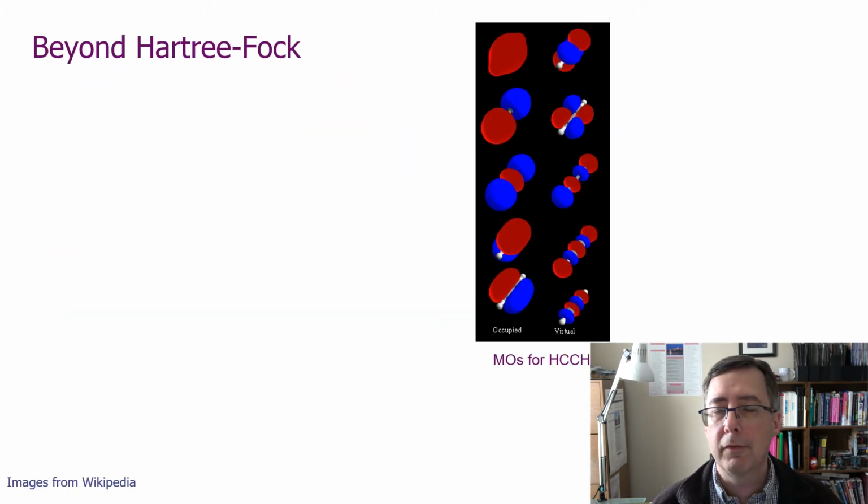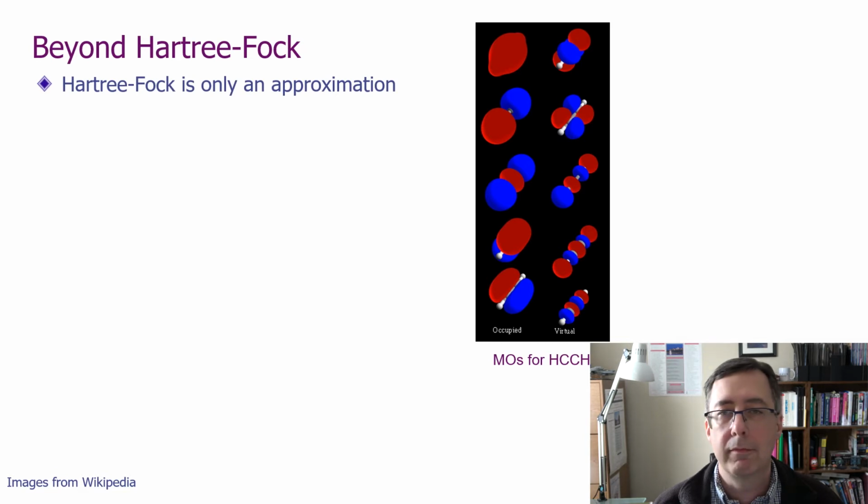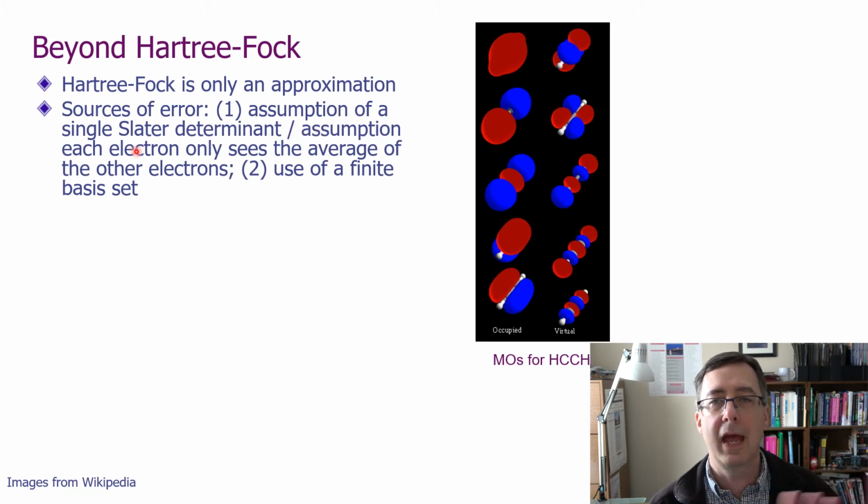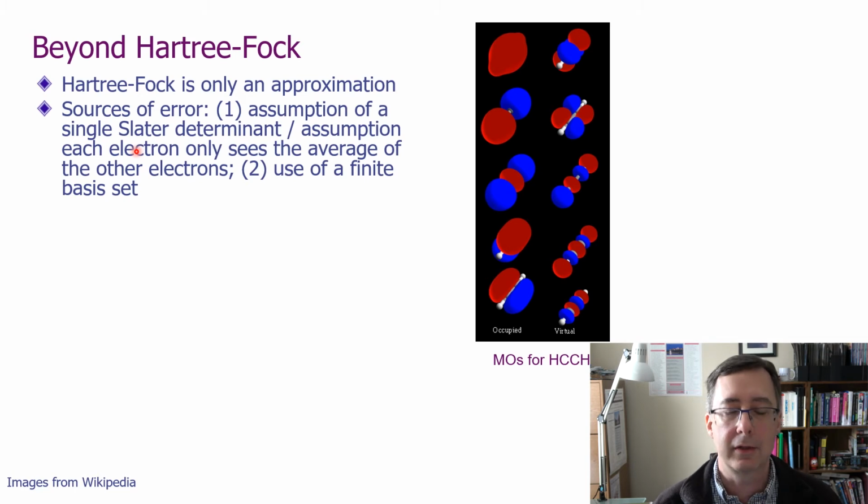Now, if I go in the other direction of trying to be more accurate than Hartree-Fock, then there are various possibilities. And I've mentioned already that Hartree-Fock is just an approximation. Let me remind you what the sources of error are. One of them I've mentioned, maybe one I haven't yet. First off, you are assuming a single Slater determinant, which I mentioned winds up being equivalent to assuming each electron only sees the average charge field of the other electrons, which is obviously an approximation.